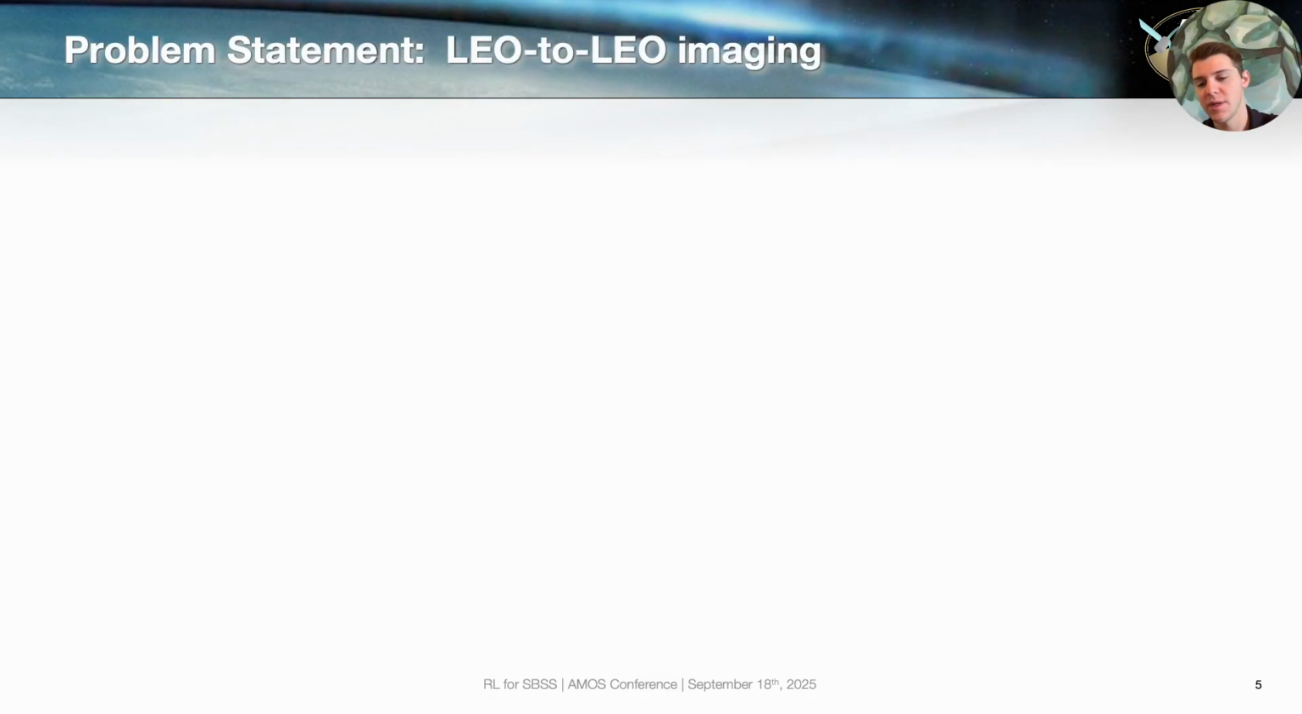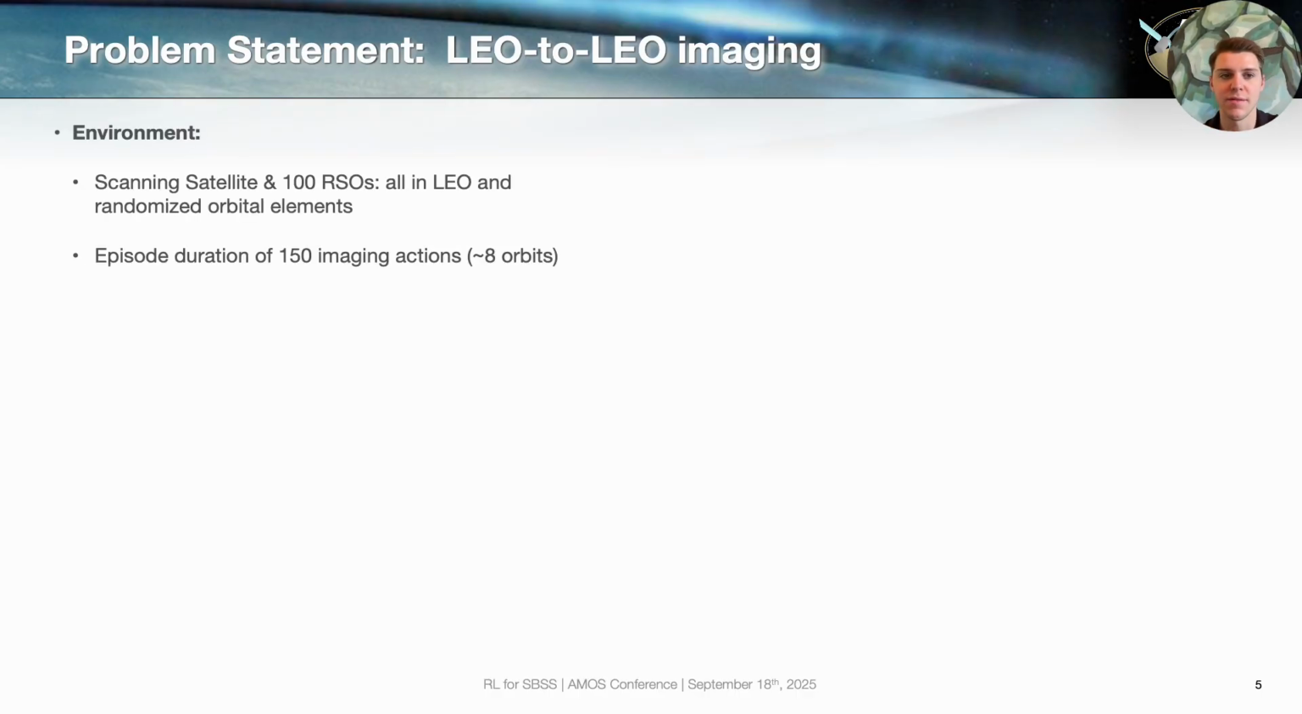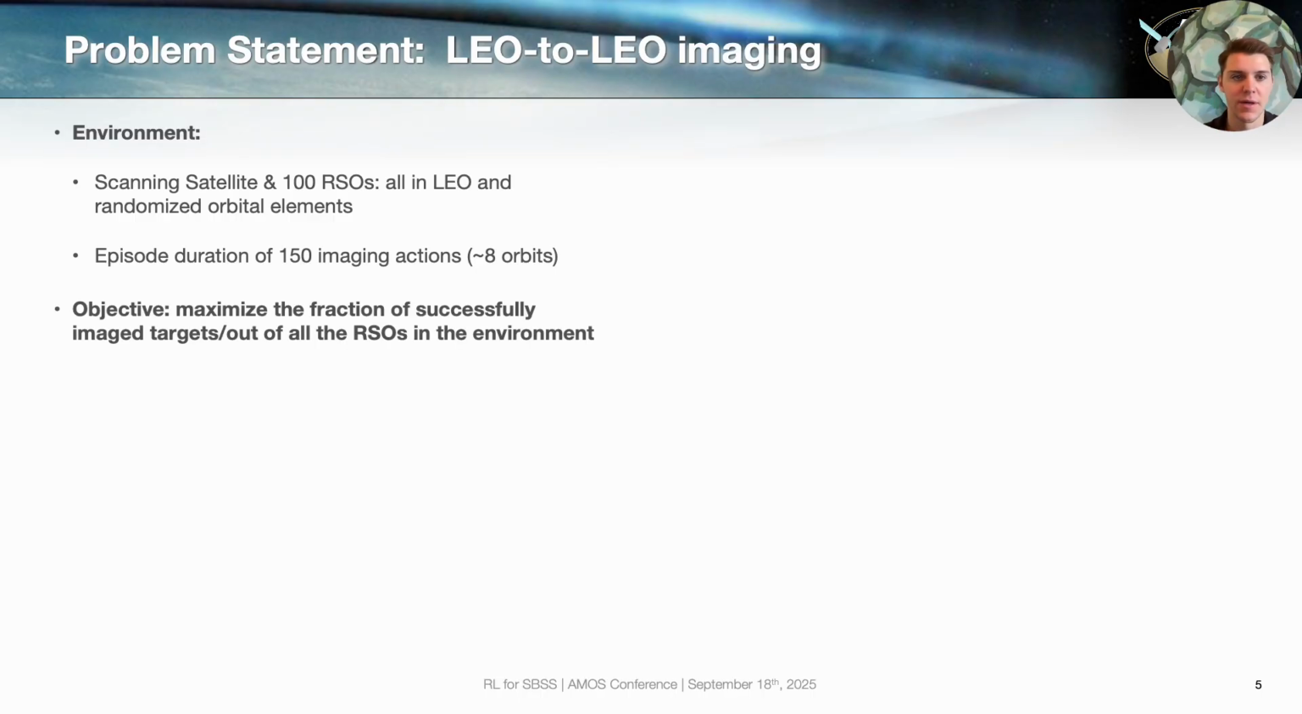The problem statement, the way it was set up in this paper, is a LEO to LEO imaging satellite where you have one scanning satellite and 100 targets. They're all in LEO in randomized orbits, and you have eight orbits in order to image all of them, which equates to about 150 imaging actions. The objective is to maximize the fraction of successfully imaged targets out of all the RSOs in the environment.